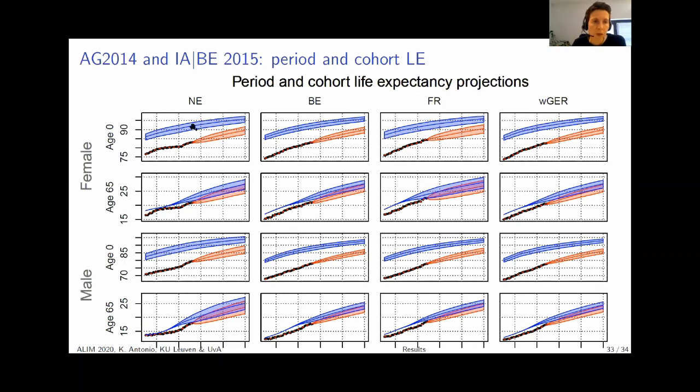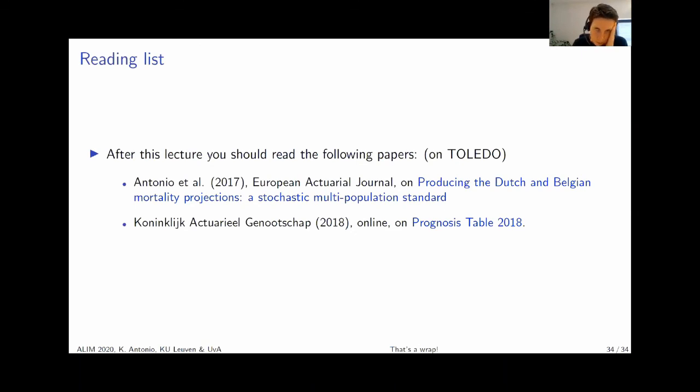Then I include the period and the cohort life expectancy projections. So this is if I apply this whole idea to Dutch data, Belgian data, French data, German data. I select here the female data, age 0, age 65, male data, age 0 and age 65, and you get the forecasts in terms of period life expectancy and cohort life expectancy over here. So we already discussed graphs like these earlier. Okay, so that's what I wanted to say about this multi-population mortality model.